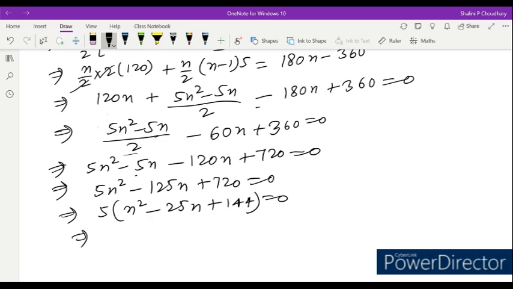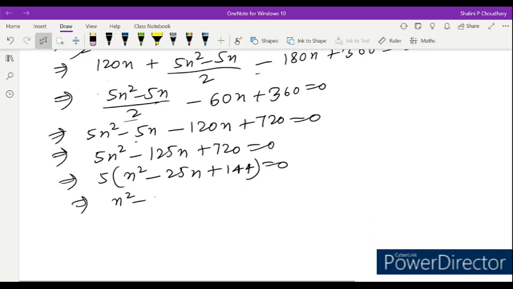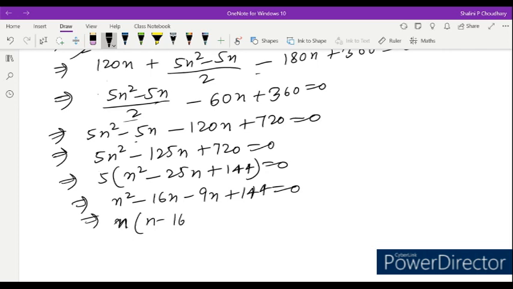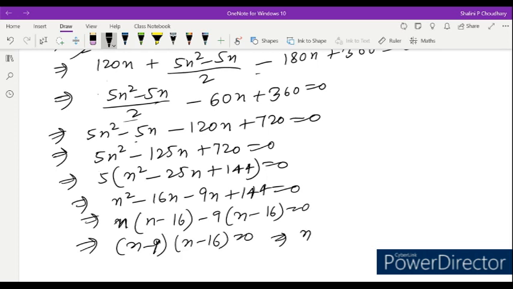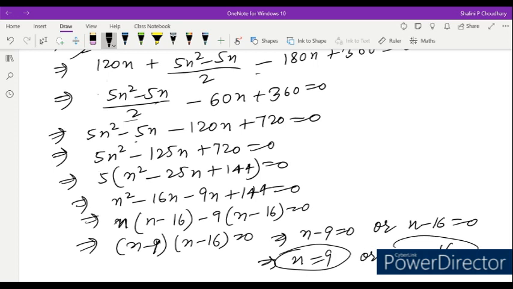Okay, so n square minus 25n we can break, and for 144, 16 nines are 144, so we can write n square minus 16n minus 9n plus 144, that is equal to 0. So we can take n common, n minus 16, minus 9 common, n minus 16 is equal to 0. So n minus 9 into n minus 16 is equal to 0. Either n minus 9 will be equal to 0 or n minus 16 will be equal to 0. So n will be 9 or n will be 16. So these are the two values of n.